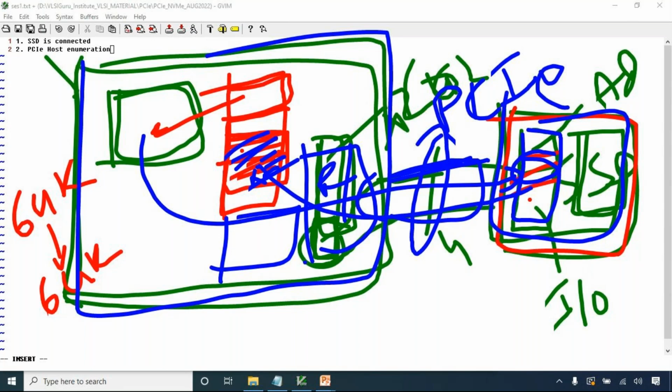So my root complex will initiate memory writes to this space to program the registers, because there is nothing like the APB protocol or the AXI protocol. Everything has to happen through the 4 transmit lanes and the 4 receive lanes. So I will program the registers inside that.